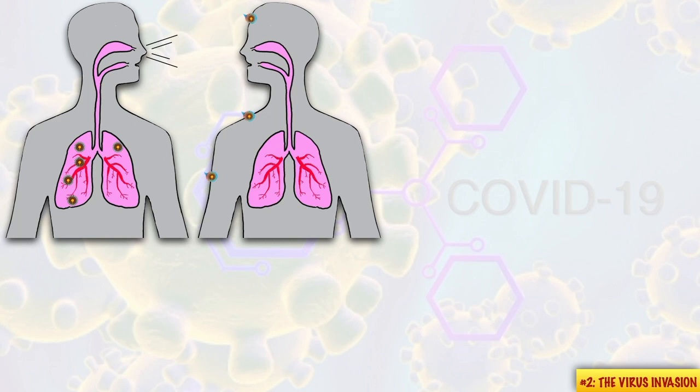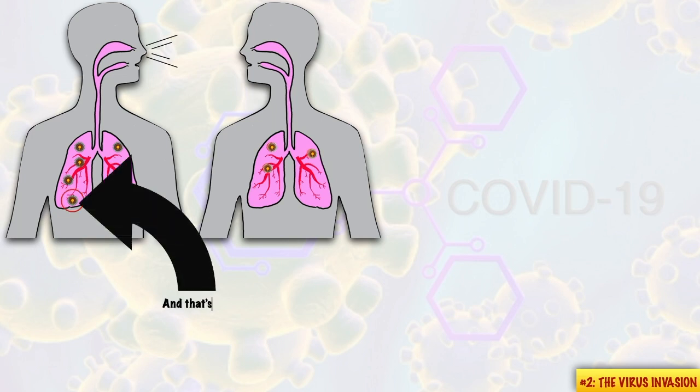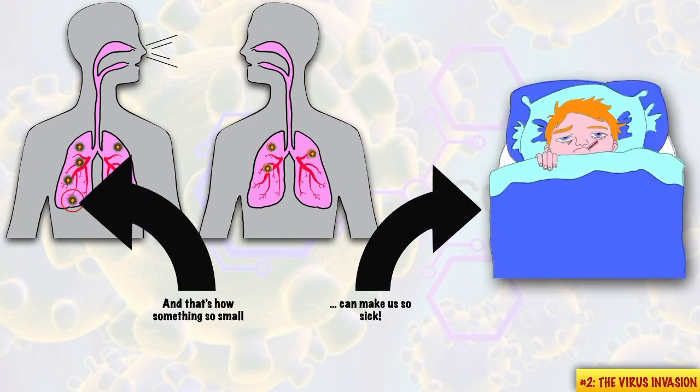The particles fly through the air, and if someone else is close enough, they might land on that person. And if that person touches their face with a dirty hand, the virus might get into them. The COVID virus can affect lung cells, and this can affect our ability to breathe properly and will make us ill. And that is how something so small can make us so sick.